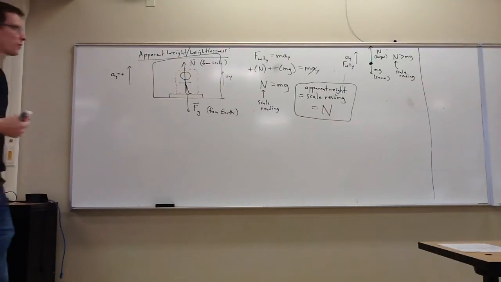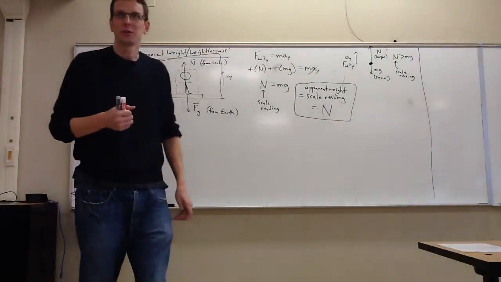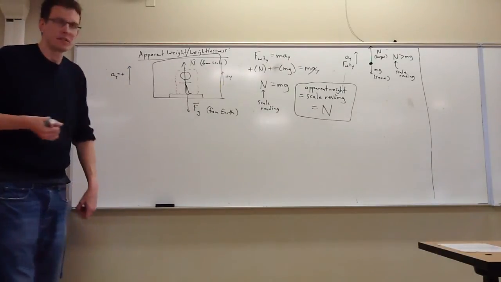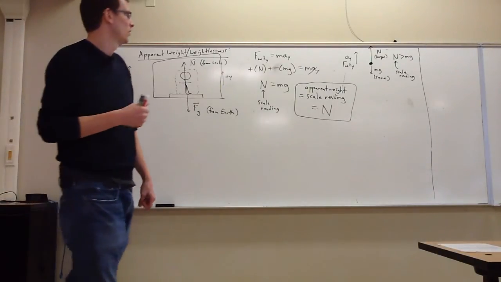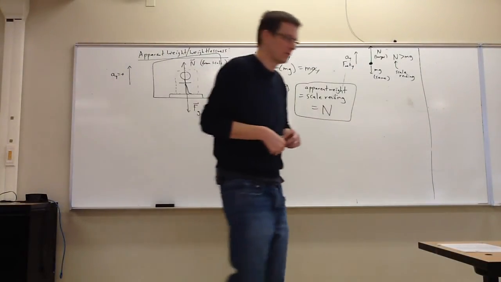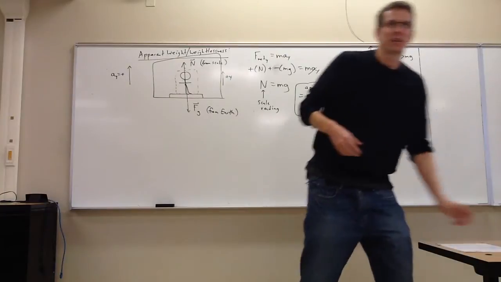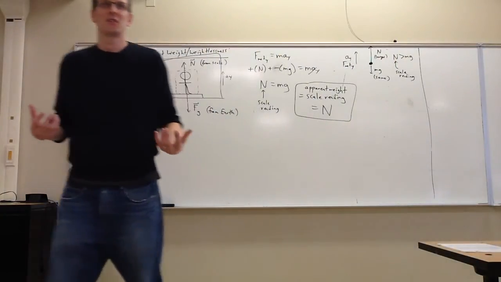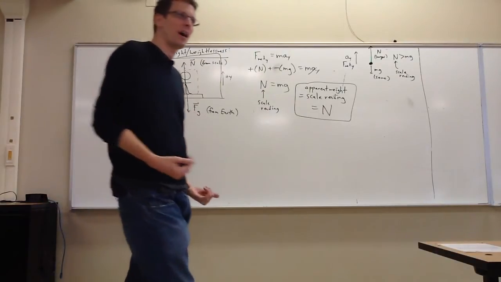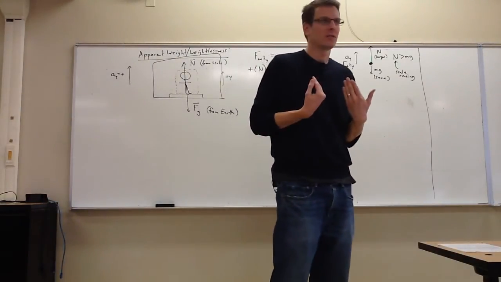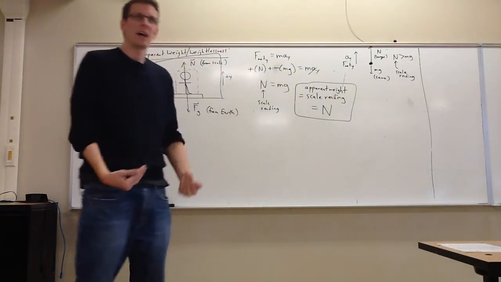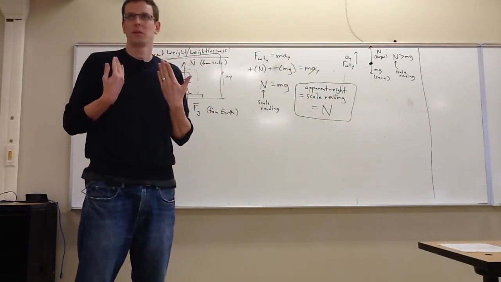This is to distinguish from actual weight. Actual weight, actual mg, Earth doesn't care. It's always the same. Earth doesn't care about your elevator rides. But how heavy you feel, believe it or not, when you walk around, how heavy you feel has nothing to do with your actual weight. You judge how heavy you feel by how hard the floor pushes up on you. That's how you judge your weight. Your apparent weight, how heavy you feel, is how hard the ground holds you up.